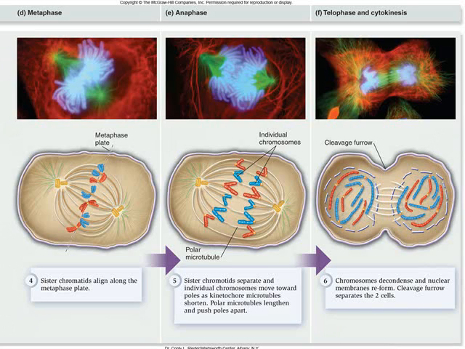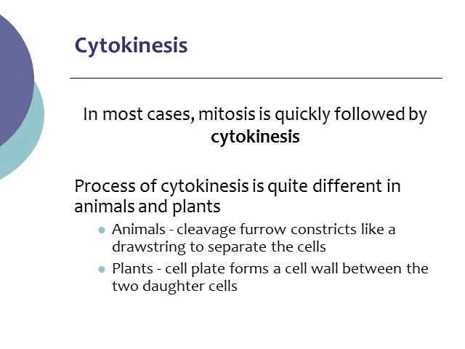And then in addition, during telophase, you can also have cytokinesis. So telophase and cytokinesis are two separate things, but they can actually happen at the same time. Because remember, cytokinesis is the physical separation of the cytoplasm in the cell. Telophase is where the nuclei start to reform around your chromosomes. So the cytokinesis, in most cases, mitosis is quickly followed by cytokinesis.